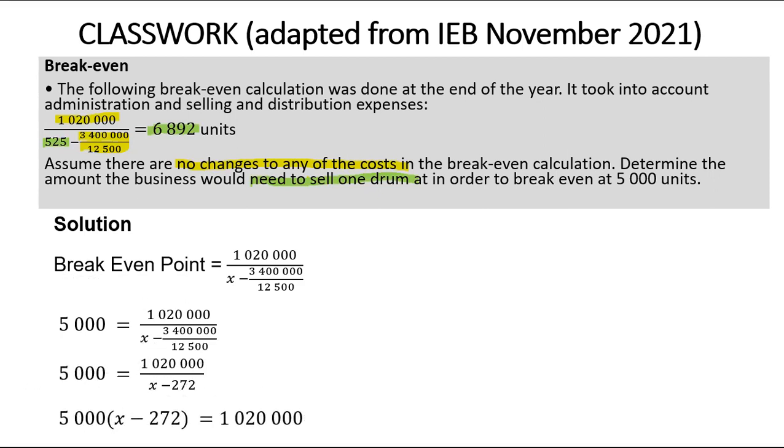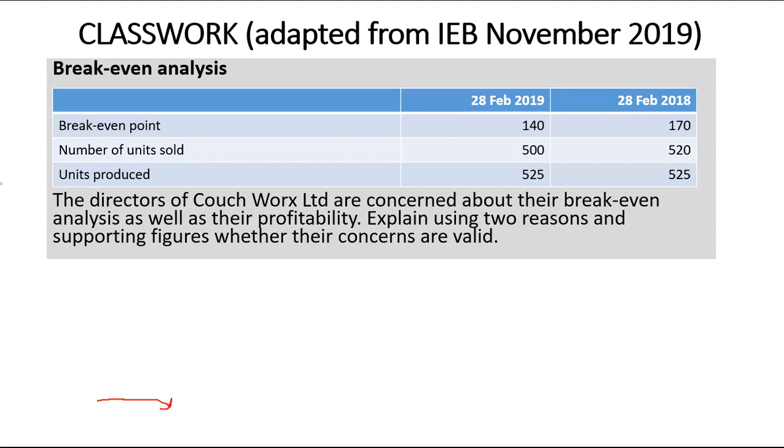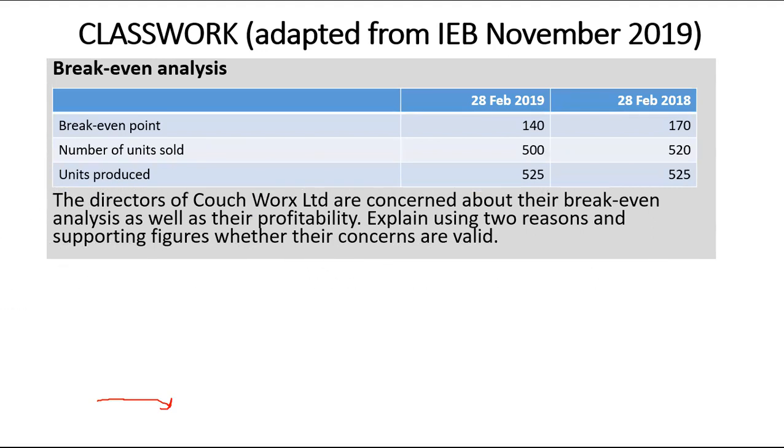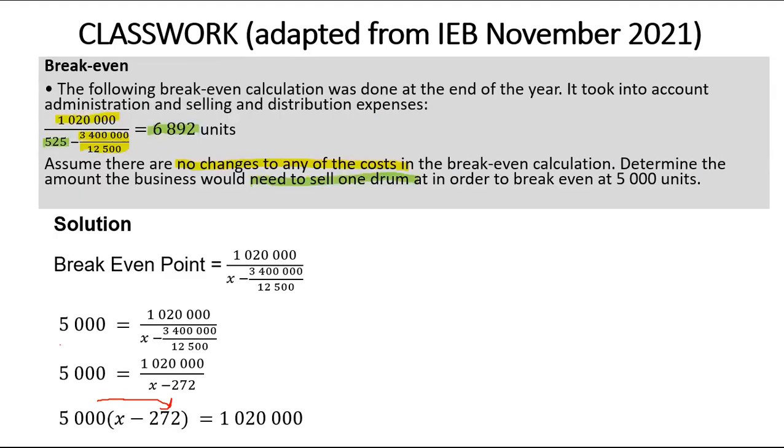Distribute the 5,000: take the 5,000 times X, and take the 5,000 times 272. 5,000 times X and 5,000 times 272 is equal to 1,020. And, okay, I don't know what happened there. They just disappeared. And once you have done that, obviously, you'll just have to manipulate everything in order for you to solve for X.